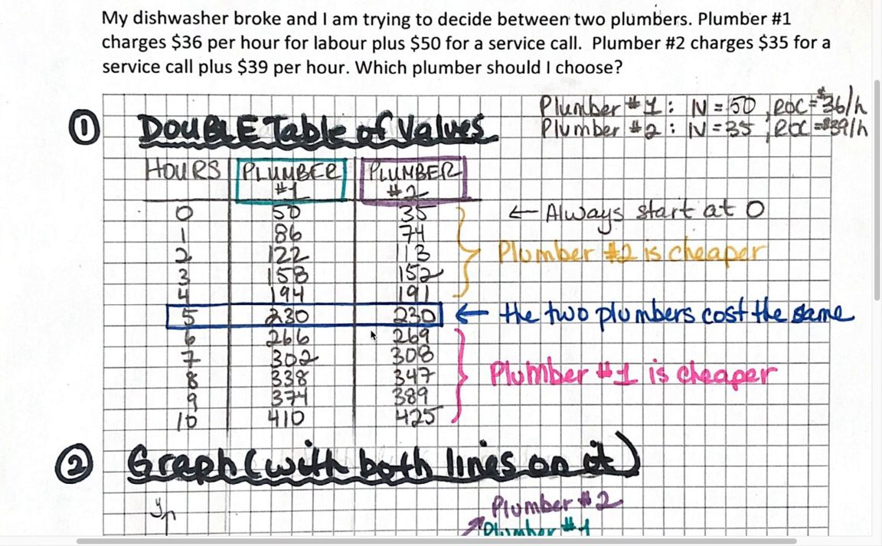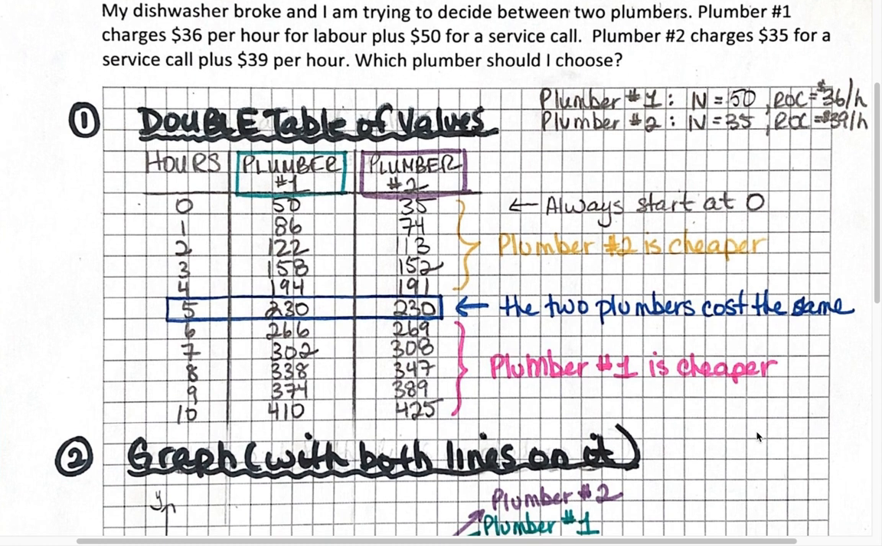So now all of a sudden, plumber 2 becomes the cheaper option, because all of these costs are less than the cost for plumber 1. So at 5 hours, they're the same. For everything below 5 hours, plumber 2 is cheaper, and for everything above 5 hours, plumber 1 is cheaper. Okay, so there's a good visual of some solid concrete numbers that you can use to make some decisions with.